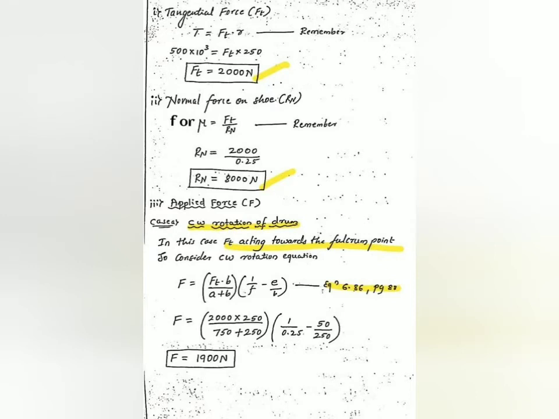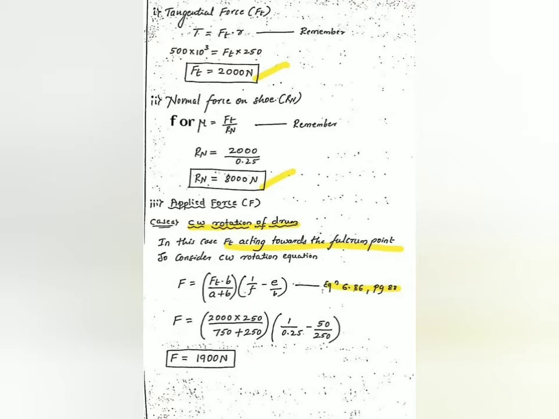First step is to find the tangential force Ft. You already know the relation between torque T, tangential force Ft and brake drum radius. Torque is given, that is 500 × 10³ Newton mm, and the brake drum radius is 250 mm. Substituting, we get tangential force Ft equal to 2000 Newton. Second step is to find the normal force on the shoe, Rn. Using the relation between Ft, Rn and coefficient of friction f, we get Rn as 8000 Newton.